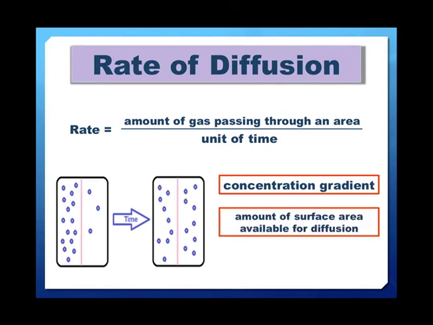Then there is the amount of surface area available for diffusion. If the space available for the particles to move between two areas is relatively small, diffusion will then be slower. If we boil water with a lid on the pot and then suddenly remove the lid, the surface area available for diffusion is very large, so particles could diffuse very quickly.